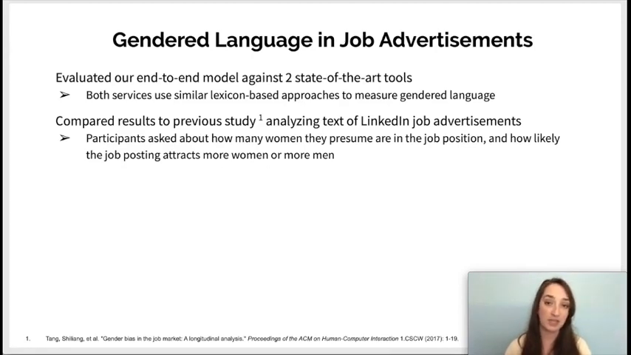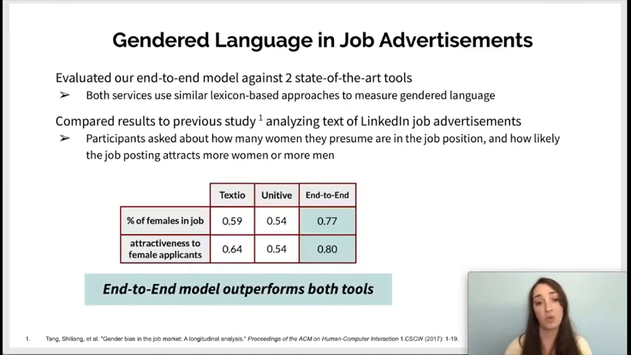And we asked participants how many women they presumed were in a job position and how likely they thought that that job advertisement would appeal to more women or more men. What we found is that our model was much more successful at determining the correct gender analysis for each job advertisement, even though these are state-of-the-art tools.